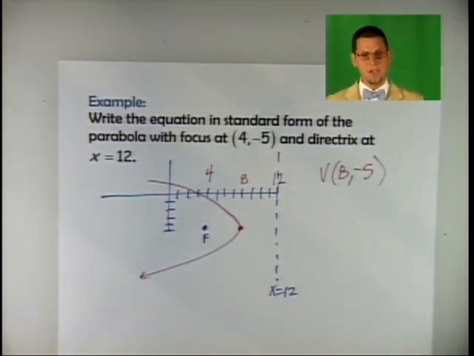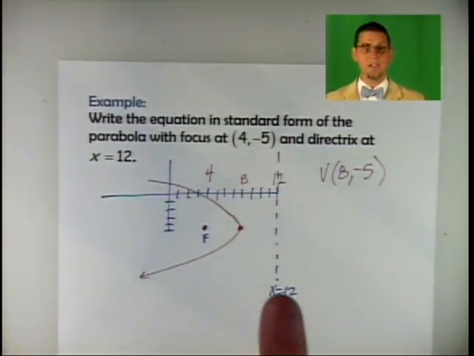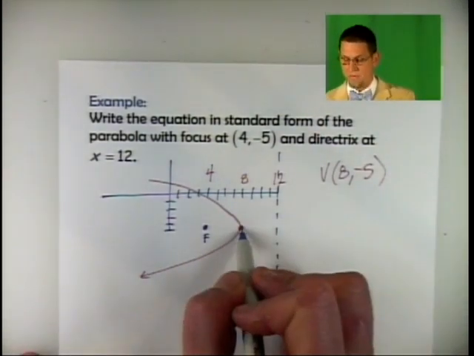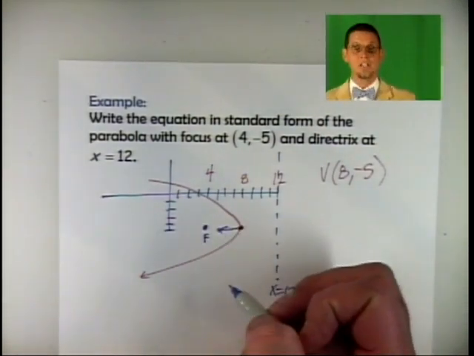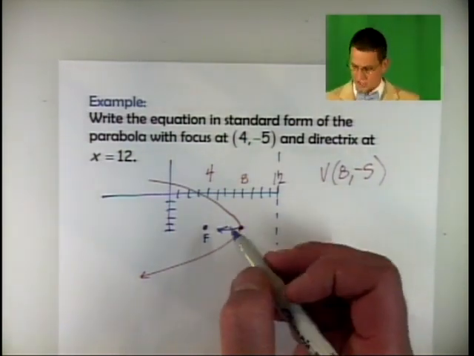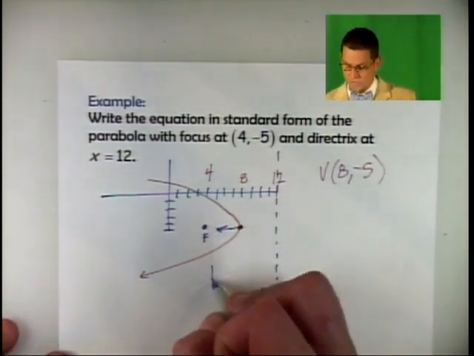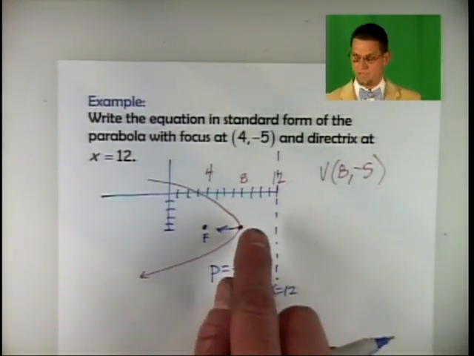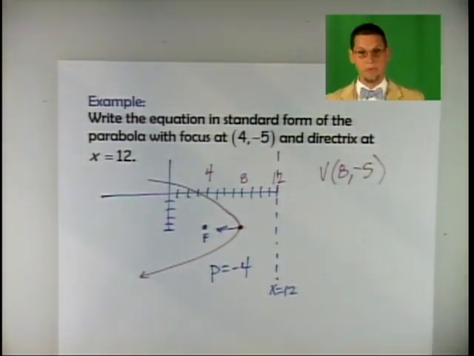But do I really even need that? Well, probably not, but it's fun to draw. I have my vertex, all I need is P. It's the directed distance from the vertex. Here's my vertex, I have to go left to get to the focus. Left is a negative direction, and I have to go 4 to the left. So P is negative 4. It's negative because it opens to the left, or it's negative because I had to go left from my vertex to my focus.